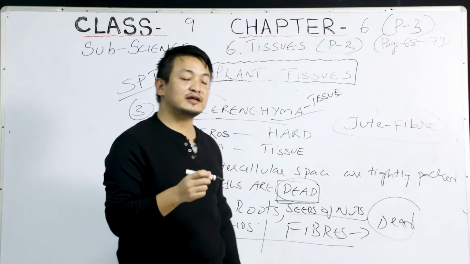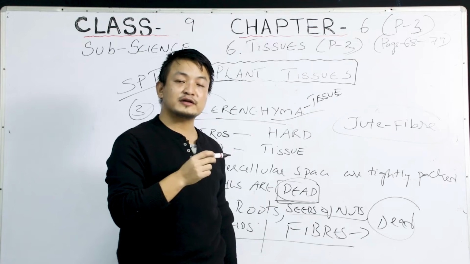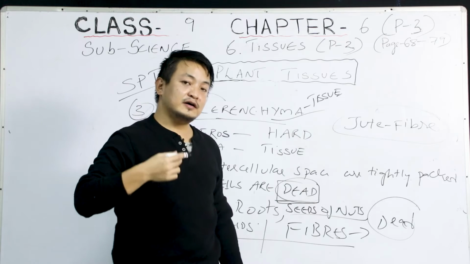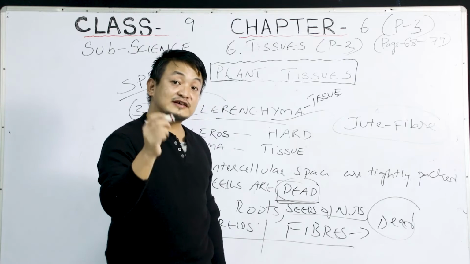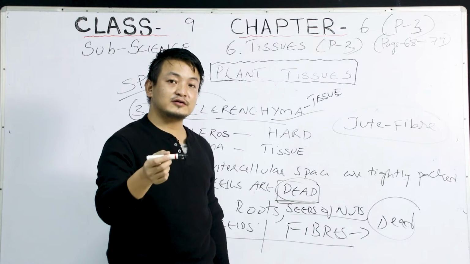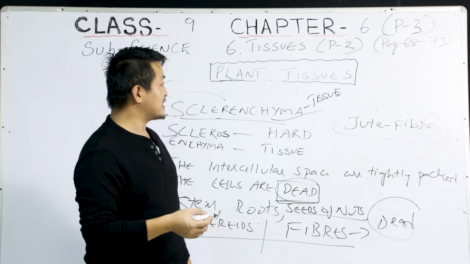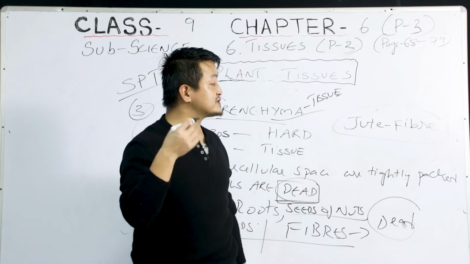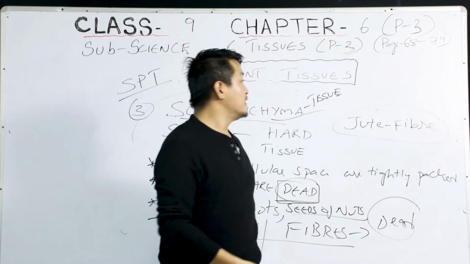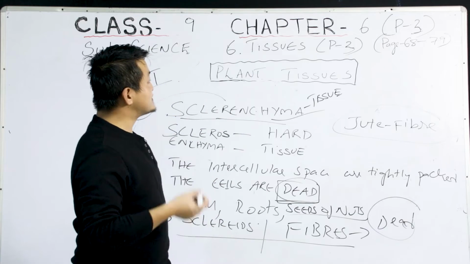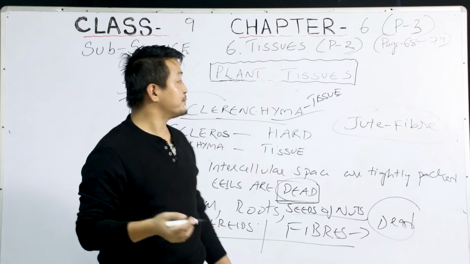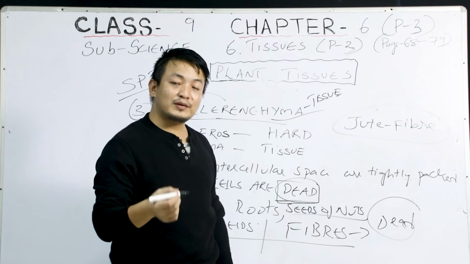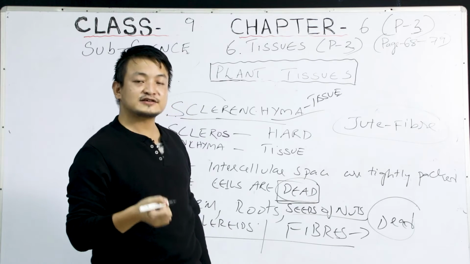Once again, I'm repeating. The function of parenchyma is storage of food. The second one, collenchyma, is towards flexibility without breaking. The last one, sclerenchyma, is towards rigidity and also hardness. Clear? Now we will start with the next topic under permanent tissue, that is complex permanent tissue.